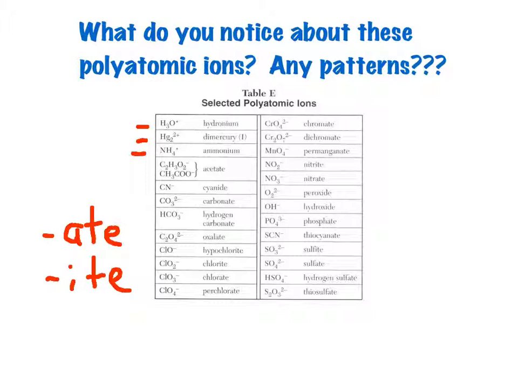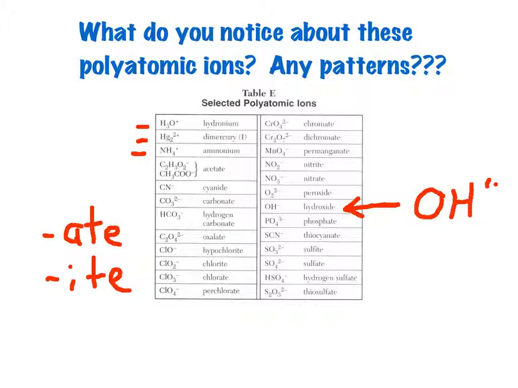One exception is the hydroxide ion right here. So hydroxide, it's the OH 1 minus ion, and it ends in IDE. Don't be confused by that. It's not like oxide or sulfide or nitride. Those words represent the elements.